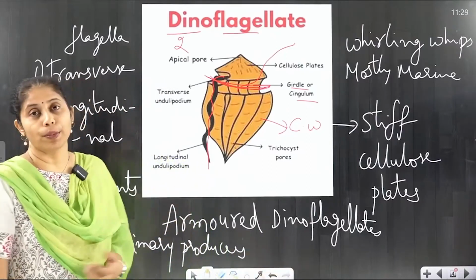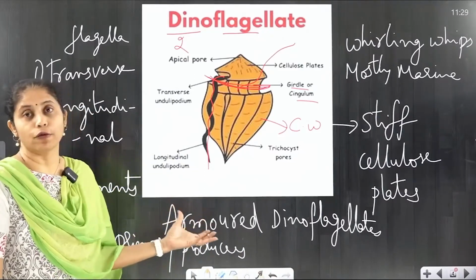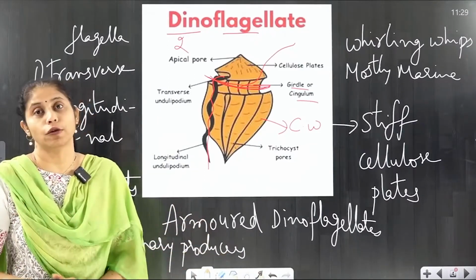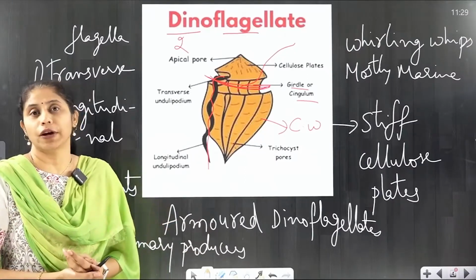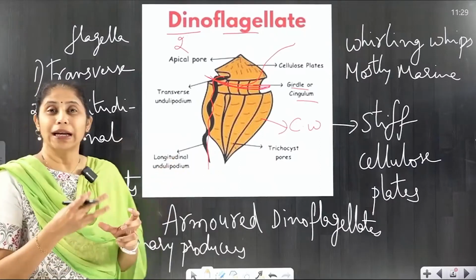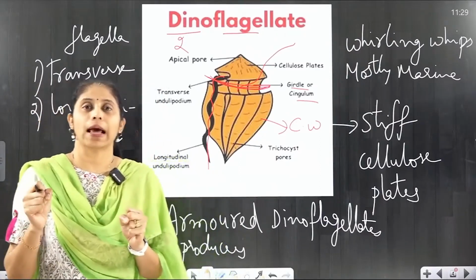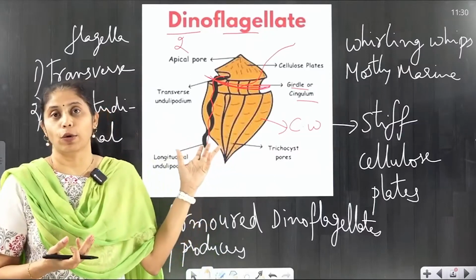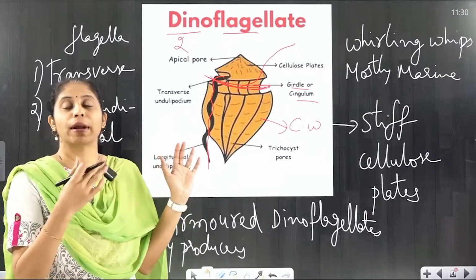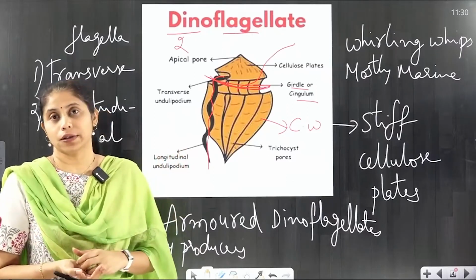They also perform photosynthesis and synthesize their food material, and they store that food material in the form of reserve food materials. Different types of reserve food materials will be there. They will be storing them, and these ones will multiply so much. Rapid multiplication will happen in the sea, oceans, marine waters. And wherever they are multiplying so much, it will cause the red tides.